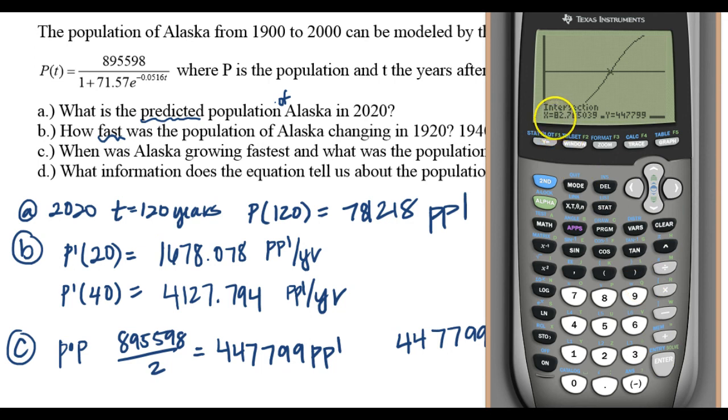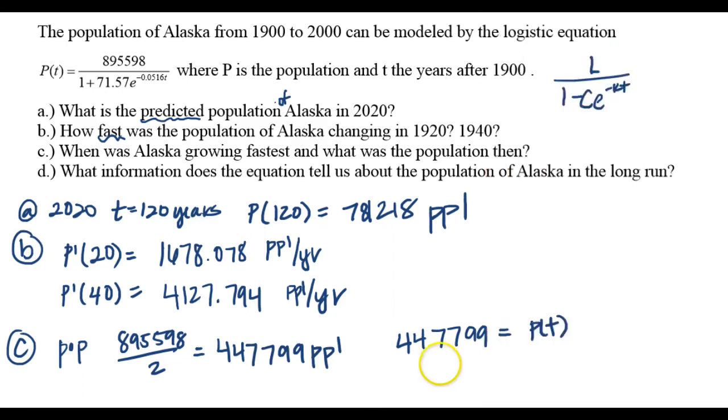At 82.765. We'll round that to years, so we'll just say at 83 years. But we're going to need to adjust our answer. At t equals 83 years past 1900, that means the answer to part C is 1983. So that's when Alaska was growing the fastest, and the population was around 447,800 people.